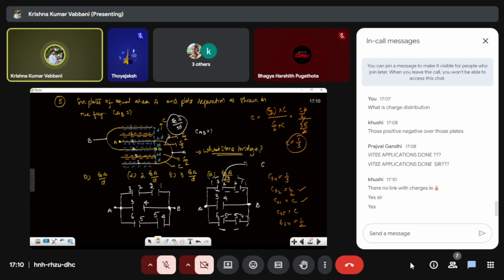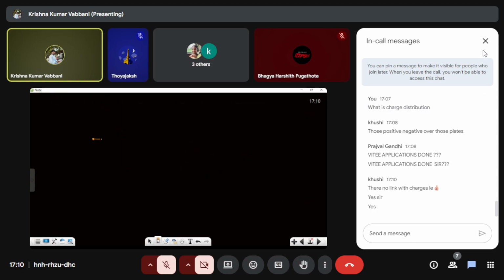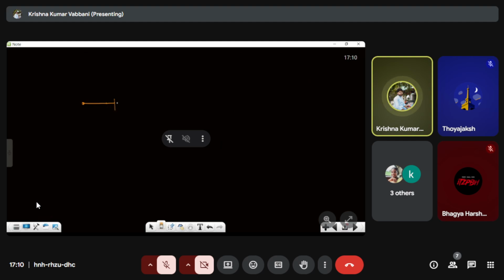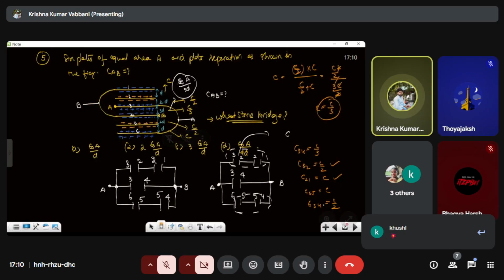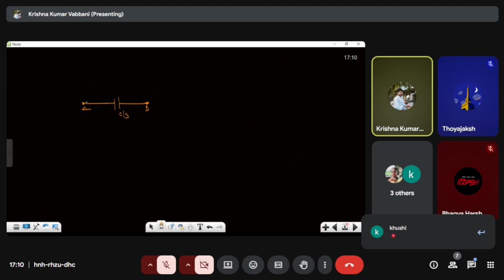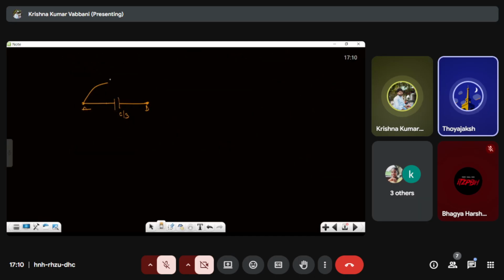Let's take the next diagram. This is going to be AB. I'm writing this 3, 4 as C by 3. And the resultant, how much did I get? I got C by 3.